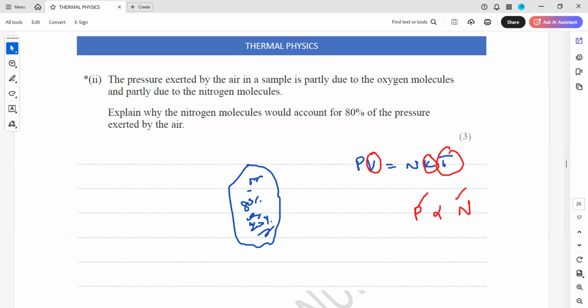So how to write this in terms of a statement? First thing you will say that because the gases are in the lungs at the same volume and at the same temperature, when volume and temperature are the same, the pressure of a gas is directly proportional to the number of particles. The nitrogen has a greater number of particles. That's why it contributes a greater pressure as compared to the other gases, or oxygen, you can also say.